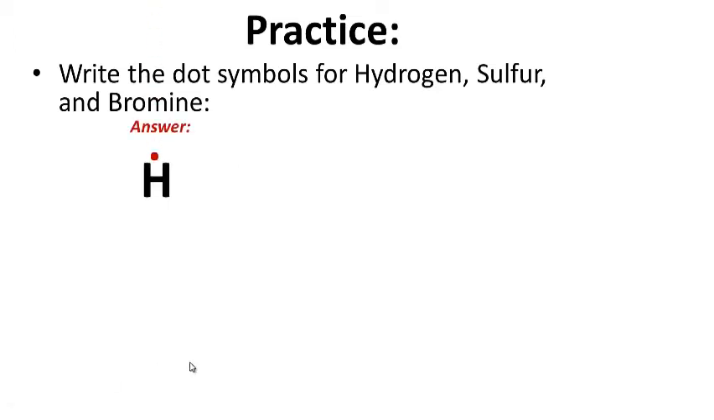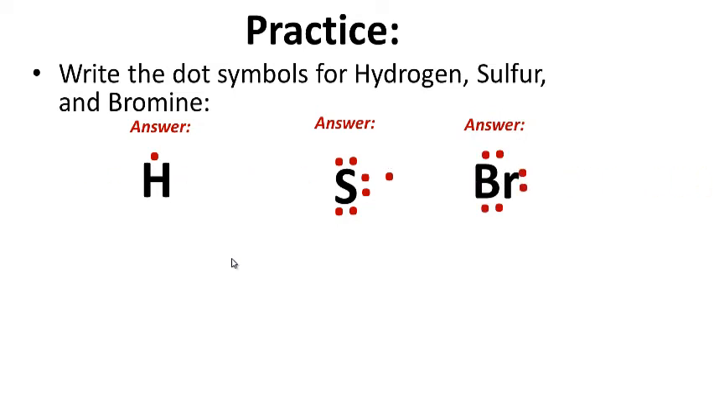Okay, so for hydrogen, only one electron next to the element. And for sulfur, well, it's under oxygen, which has 6 valence electrons. So 2, 4, 6 electrons. Okay, and then bromine. So 2, 4, 6, and 7 dots or electrons around it. All right, so hopefully you got those right.